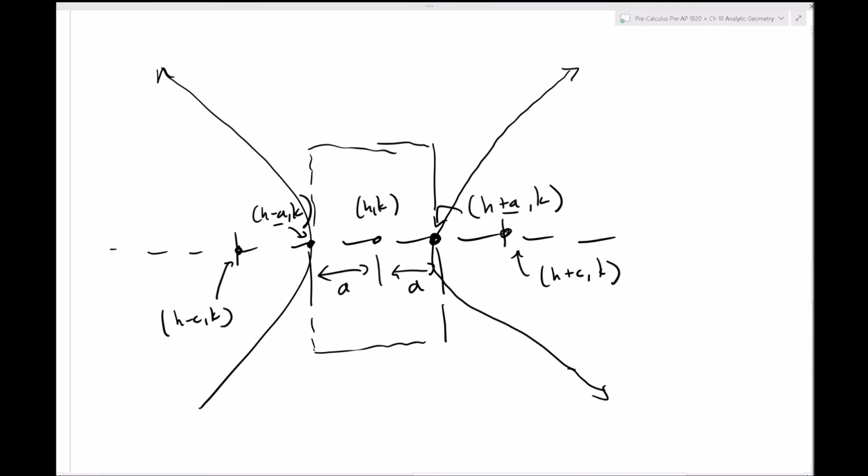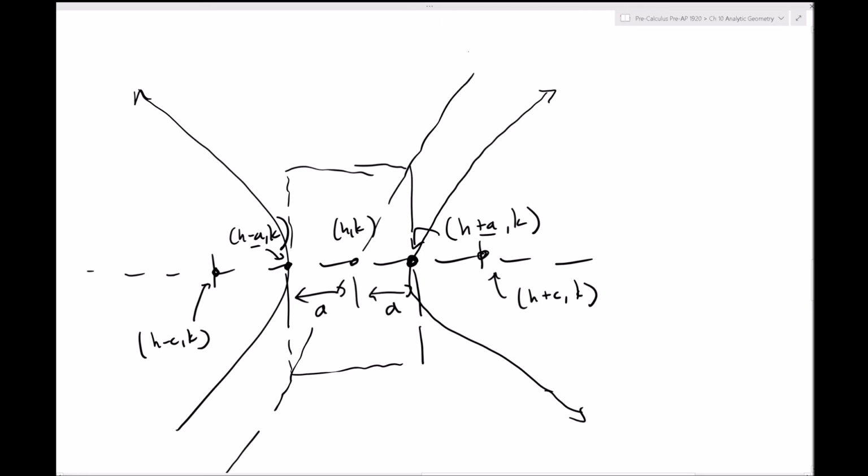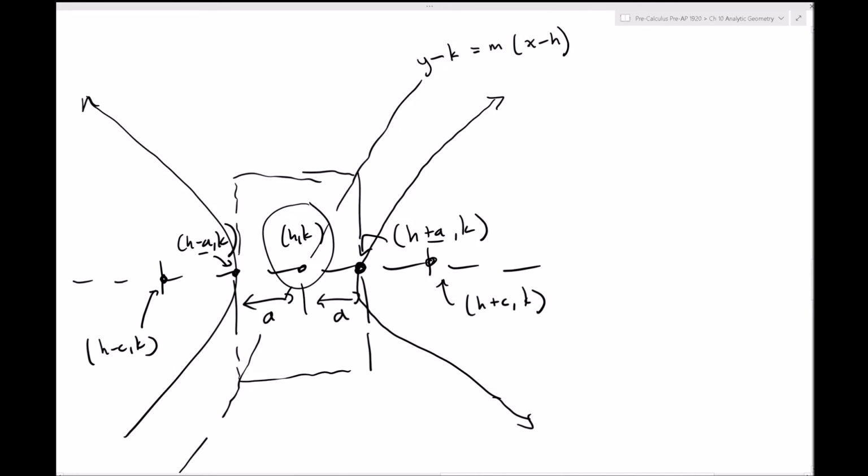So we don't really know unless we have the equation. And we have this line is one of the asymptotes. So this line is y equals mx plus b. Now, we're not going to use slope-intercept form. I'm going to use point-slope form. Y minus, and we're going to use the center as my reference point. Y minus k equals m times x minus h. That's actually the conics form of the equation of a line.